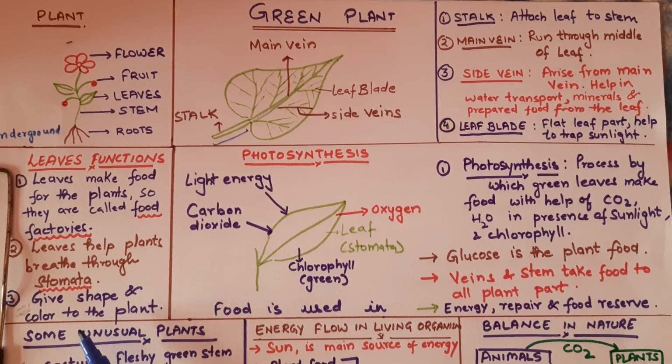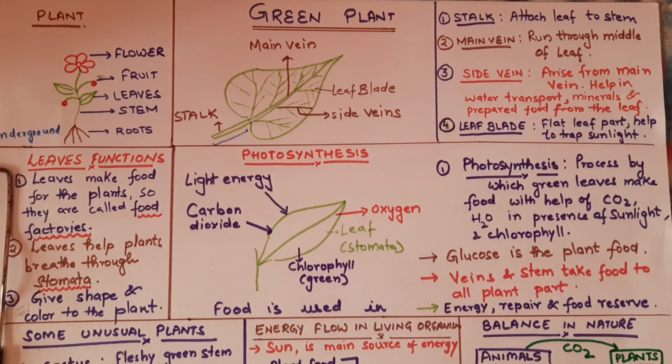Third, it gives shape and color to the plant also. It is not necessary that leaves are always green in color. Sometimes they are red in color also. The color varies, so we can distinguish the plant based on the color of the leaves.